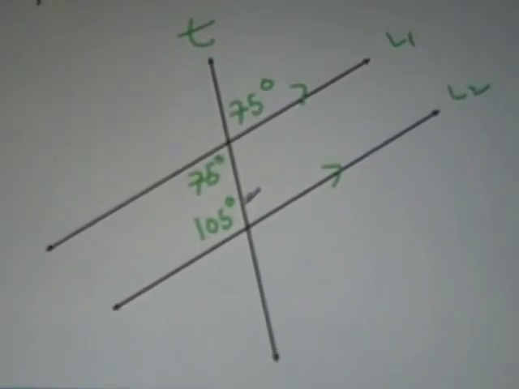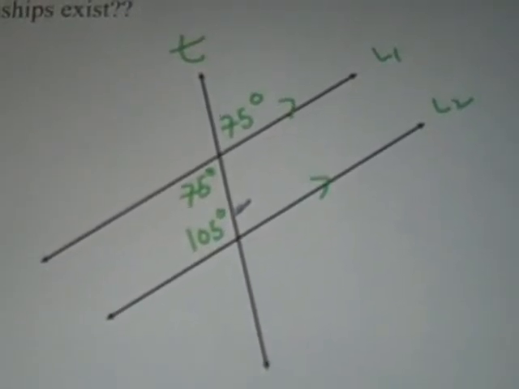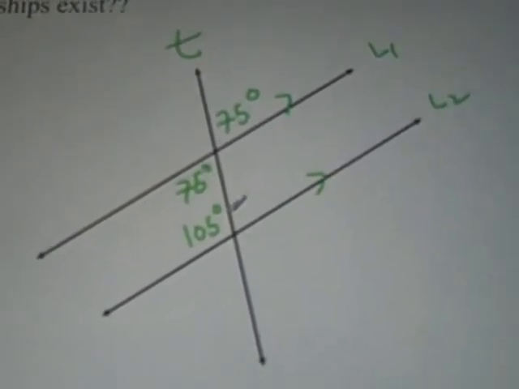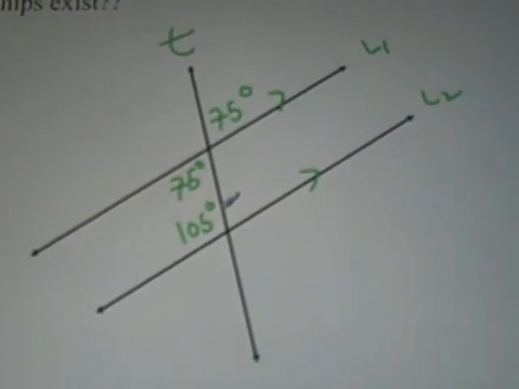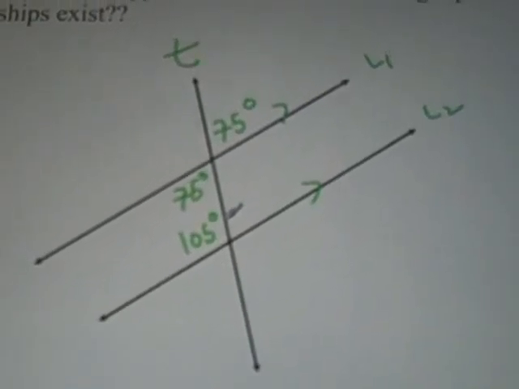Okay, guys, it's the exact same as what we did yesterday, but backwards. If you can show that those angles are congruent, then the lines must be parallel. If you can't, then the lines are not.